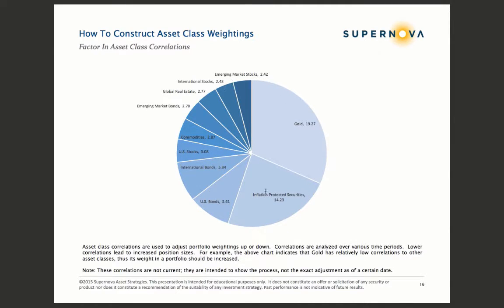This pie chart is not the size of these investments in our portfolio, it's a visual representation of the low correlation of assets. Gold has an extremely low correlation to the rest of the asset classes, thus we want a larger than normal weight in gold. This is how you read that pie chart.